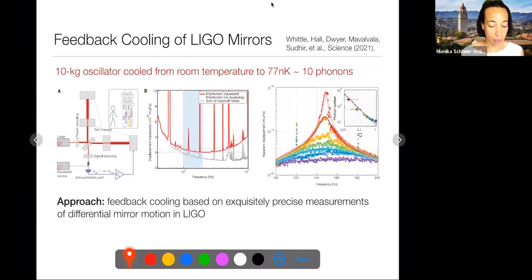So I'm kind of amazed at just the progress that's been reached here with this huge object being so close to its quantum ground state. Things that seemed crazy not so long ago in terms of having massive systems in a quantum regime are becoming closer and closer to reach.